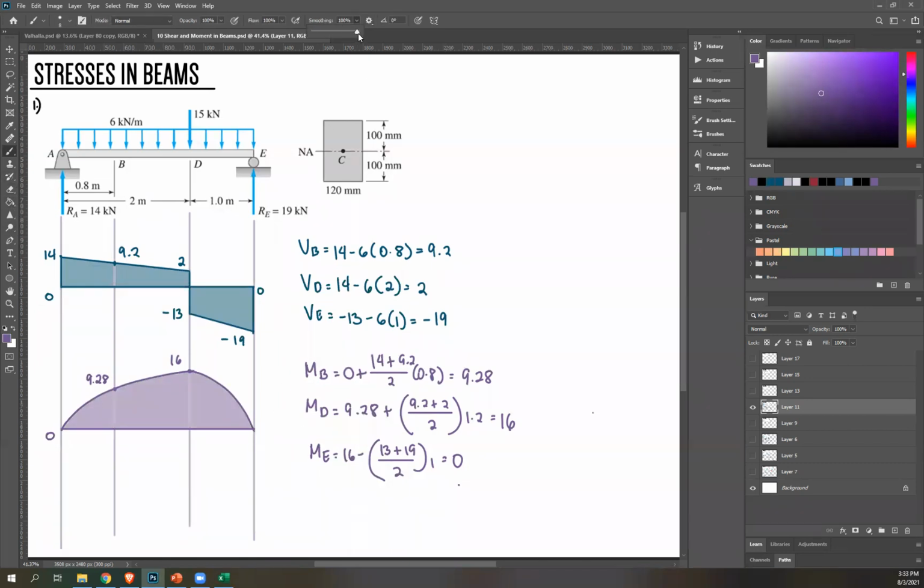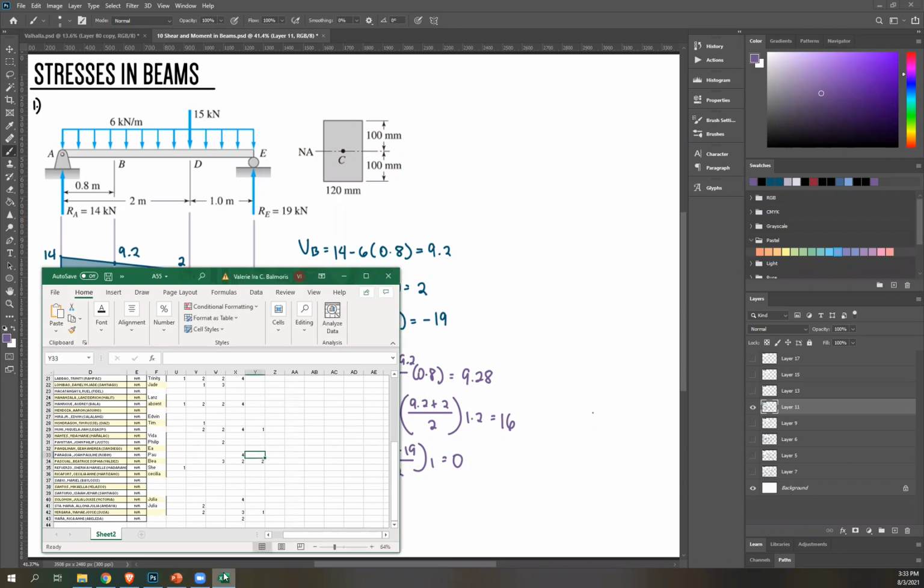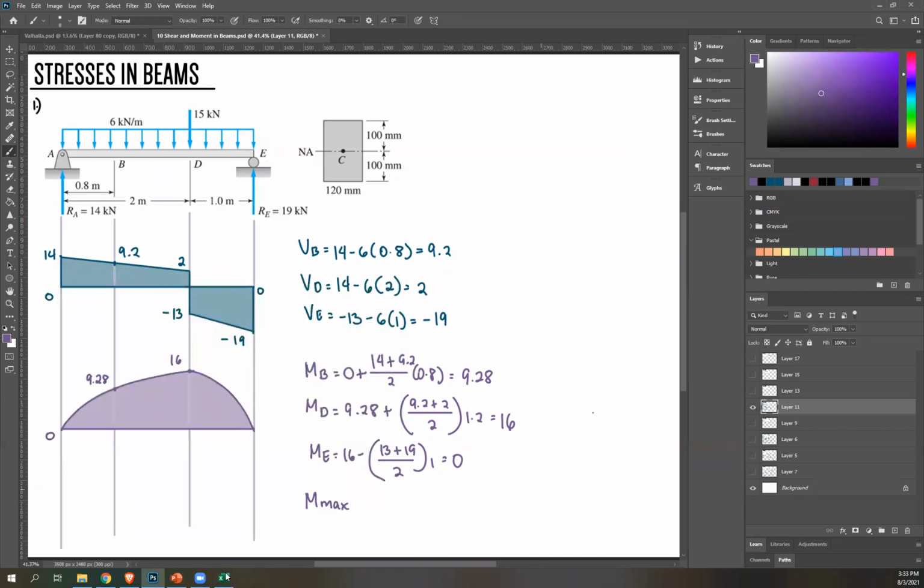So this is 0. So you're gonna use this graph, and the highest point in the graph is your maximum moment. So can anybody give me what's M max? Correct, Sierra and Bea. So also Rika, Diana.